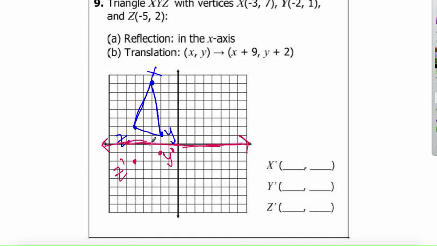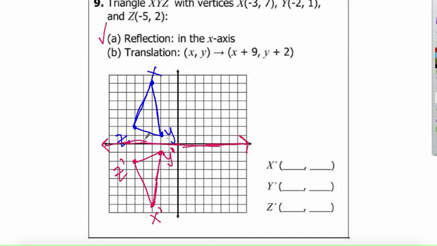And X was 7 up, so on the same grid line here, I'm going to go 7 down and put an X prime. So here is our triangle after it has been reflected. And then, so that part's done.